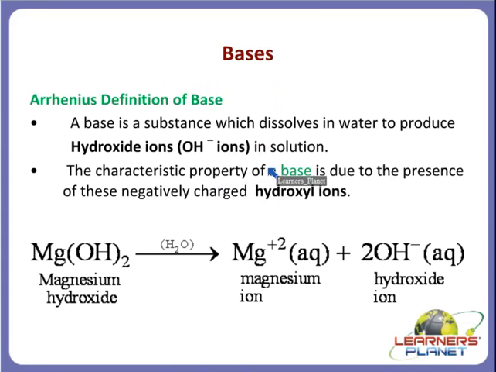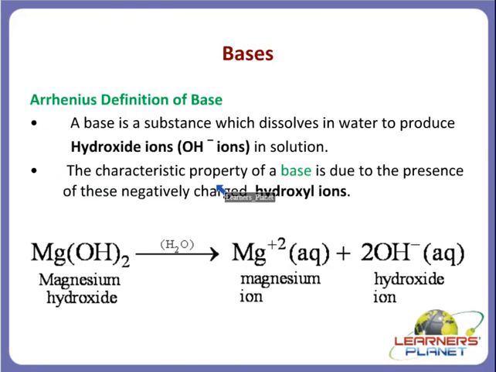So what are bases? In general, we say that those compounds which release hydroxide ions in solution are bases. Now here is the Arrhenius definition of a base: a base is a substance which dissolves in water to produce hydroxide ions in solution. So students, it is any substance which dissolves in water and produces hydroxide ions.